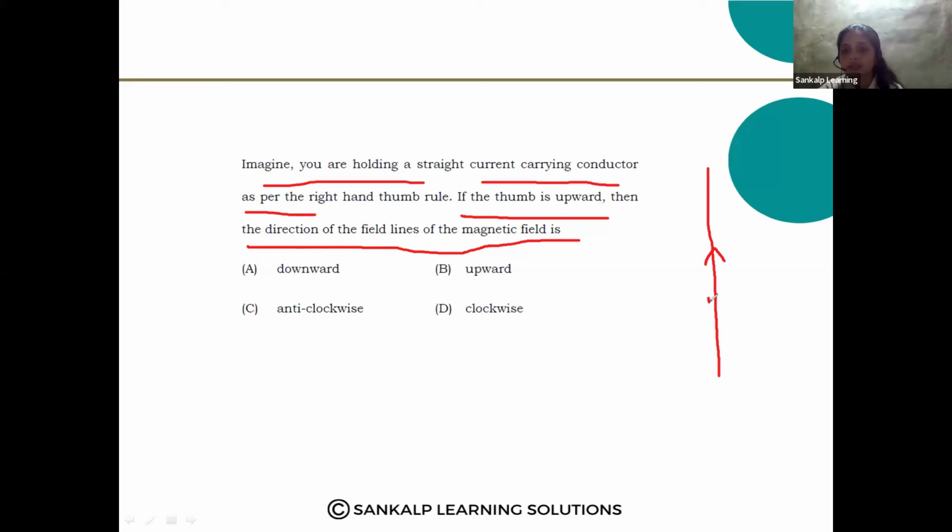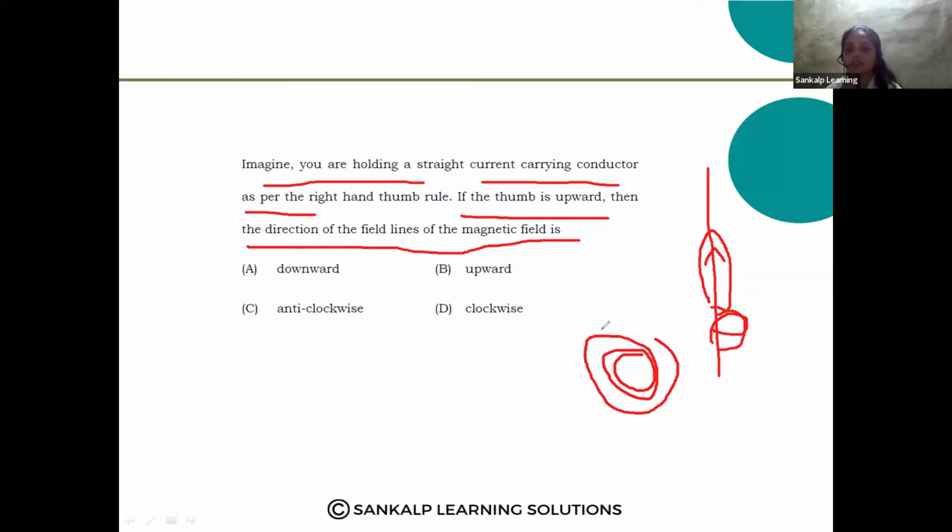So your thumb is here, just imagine your thumb, and your fingers are around this current carrying conductor. Then what does your thumb represent? It represents the direction of the current. And the remaining four fingers around the conductor represent the magnetic field. How is the magnetic field produced when the current is carrying in a straight conductor? The magnetic field is produced in concentric circles, right?